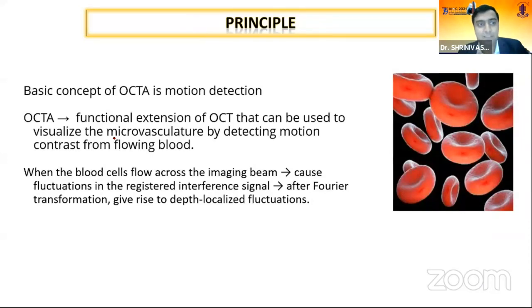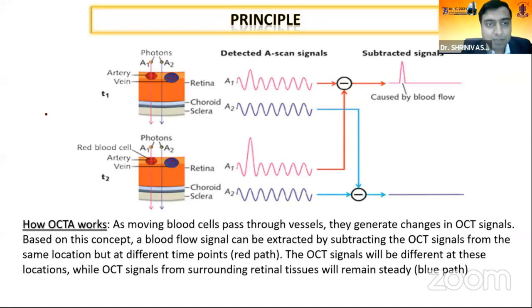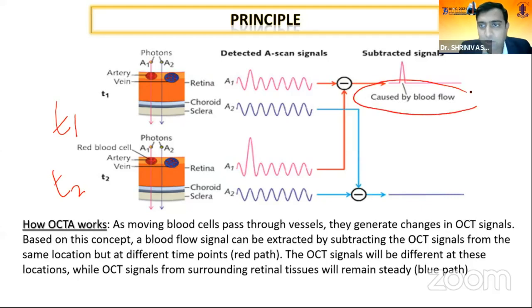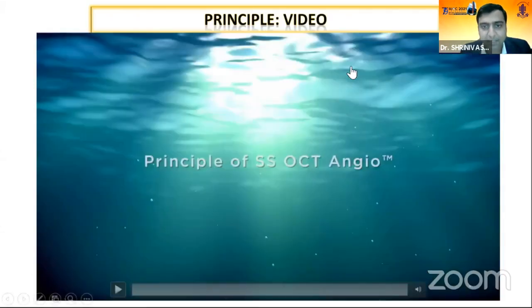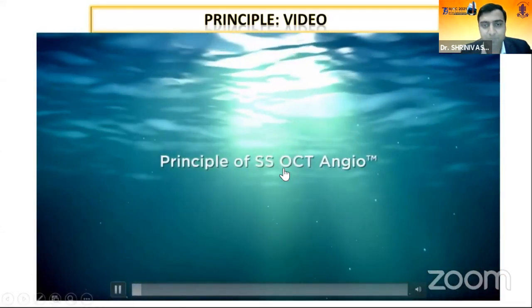Basically the principle is a functional extension of the OCT that can be used to visualize the microvasculature by detecting the motion contrast from flowing blood. For example, when blood flows through the blood vessel, at time T1 a scan is taken, and the second scan at the same location at a different point of time, T2. The waves are subtracted, and the difference is caused by the blood flow. Let me explain it by the picture here, by the video.